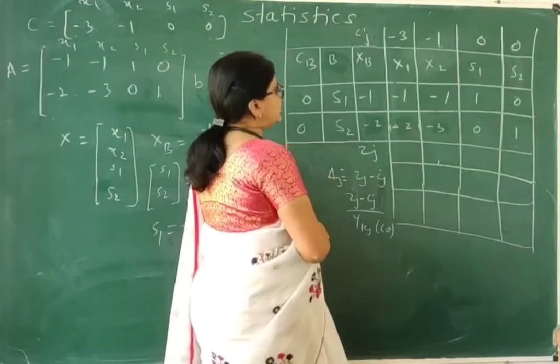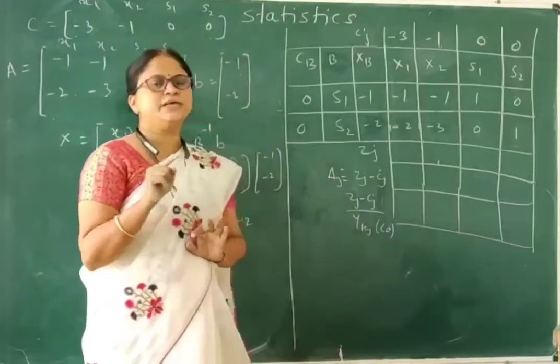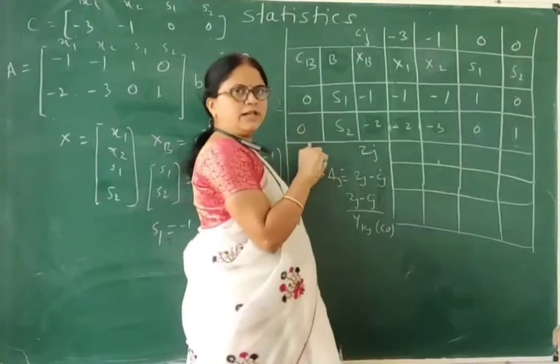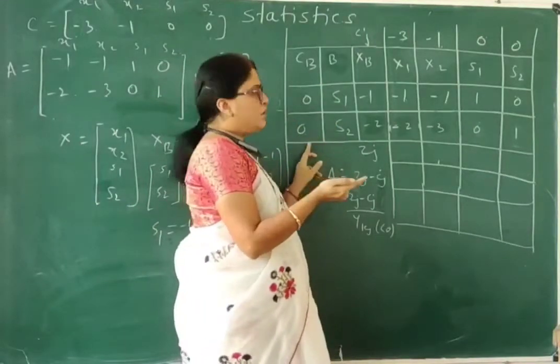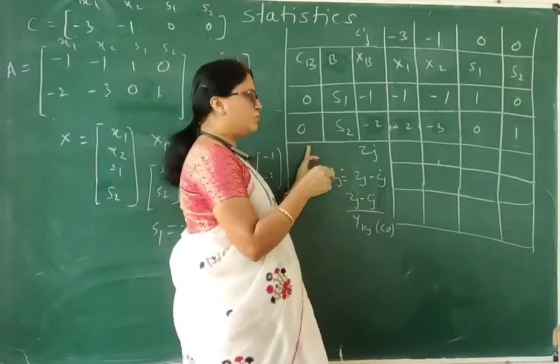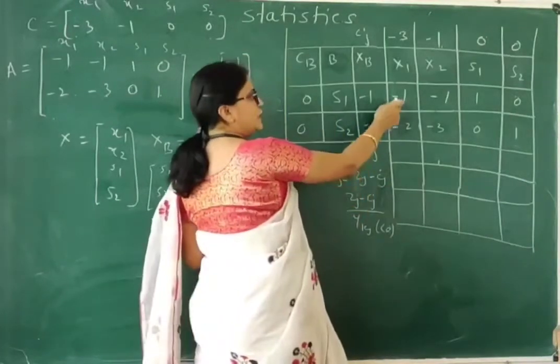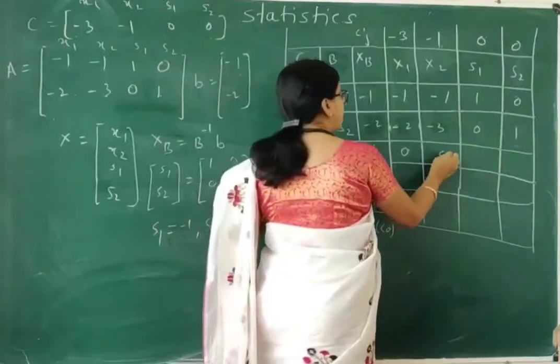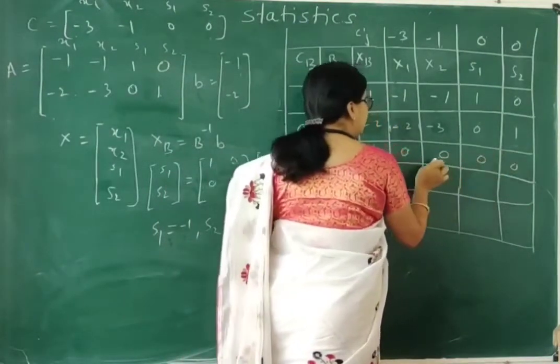We can find Z by using the formula CB times X Z. Over here the values of CB become 0, so we get all the values of Z for this table as 0. 0 into minus 1 is 0, 0 into minus 2 is again 0. So over here, all the values of Z become 0.